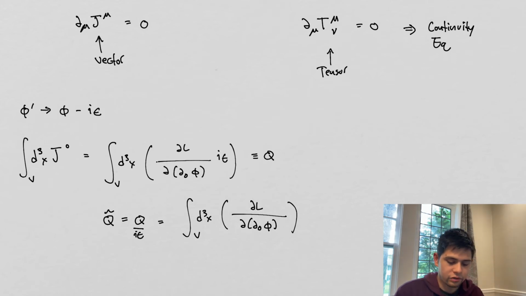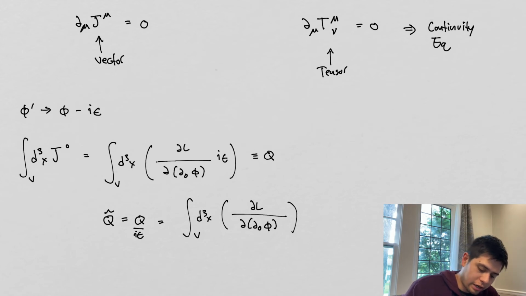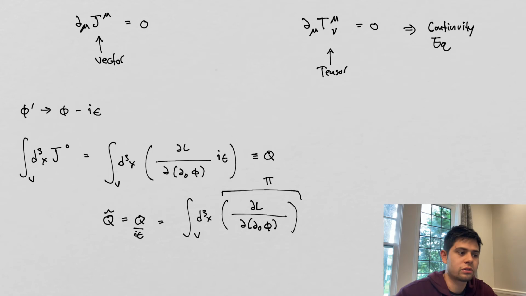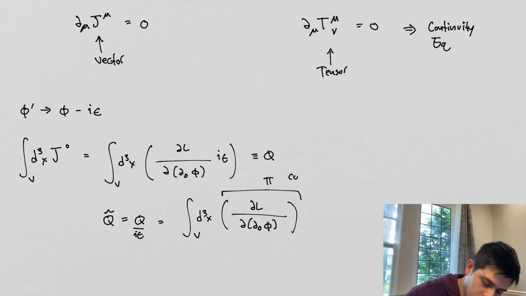This is a very interesting object. We could do this for the 0th component, the 1st component, and so forth. But this object here, the book actually defines as pi, which is the conjugate momentum density.